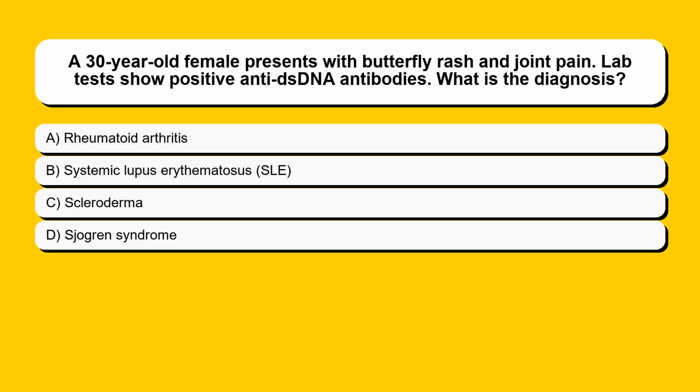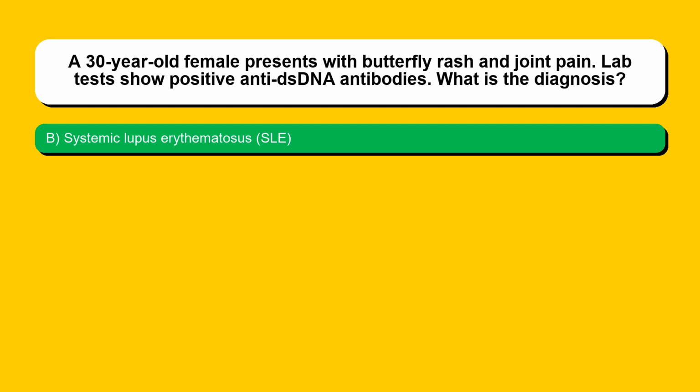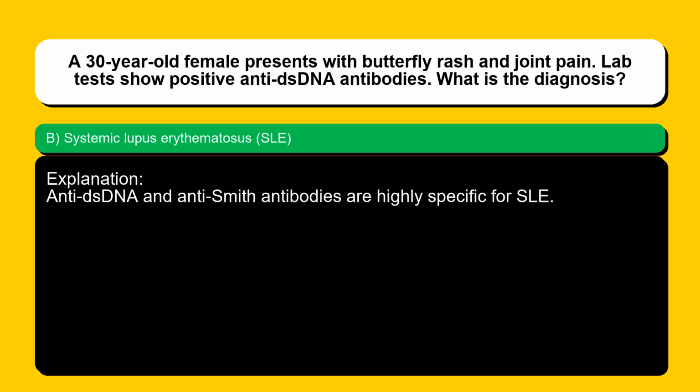Question 7. A 30-year-old female presents with butterfly rash and joint pain. Lab tests show positive anti-dsDNA antibodies. What is the diagnosis? Option A, rheumatoid arthritis. Option B, systemic lupus erythematosus, SLE. Option C, scleroderma. Option D, Sjogren's syndrome. The correct answer is option B, systemic lupus erythematosus, SLE. Anti-dsDNA and anti-Smith antibodies are highly specific for SLE.